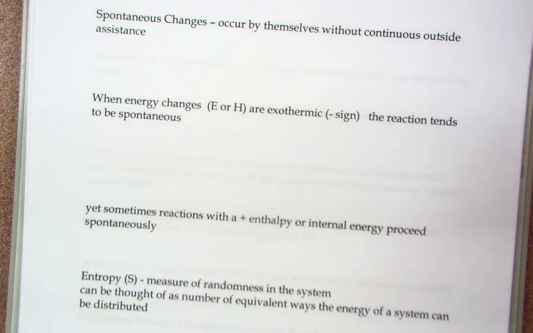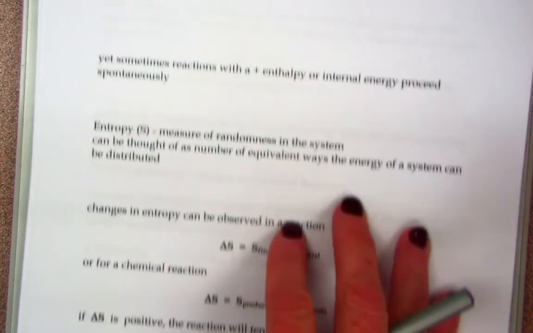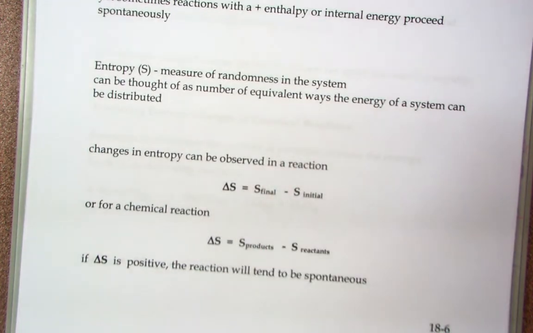then those things tend to be spontaneous. However, that really isn't a true indicator of spontaneity. Because there are things that have a positive enthalpy that actually take energy or take heat energy to run the equation, but they still proceed spontaneously. And that's because there is another factor that predicts the spontaneity, and that is the addition of consideration of entropy.